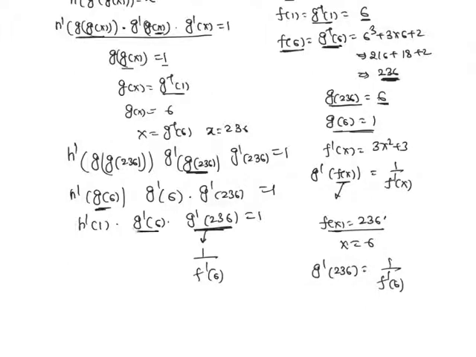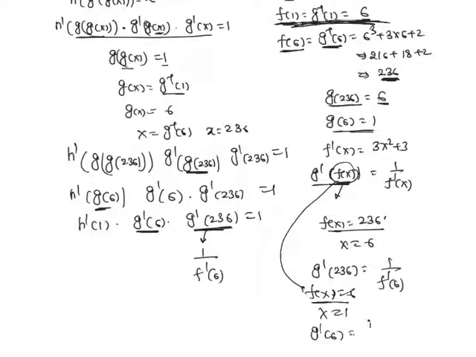Similarly, we have to find out g dash 6. For finding g dash 6, f x must be 6, so we have to find the x value. We can say from here f of 1 equals 6, so x must be 1. So g dash f x is 6, and 1 upon f dash x is 1. From here g dash 6 is nothing but 1 upon f dash 1, and this is nothing but f dash 1 equals 1. So from here we can say f dash 1 equals f dash 1 into f dash 6.